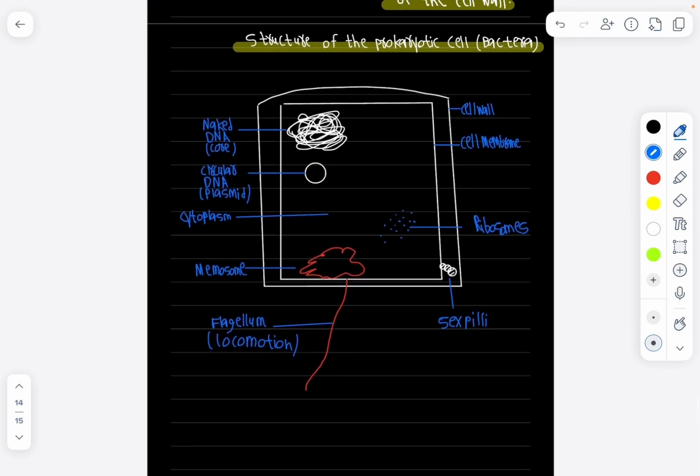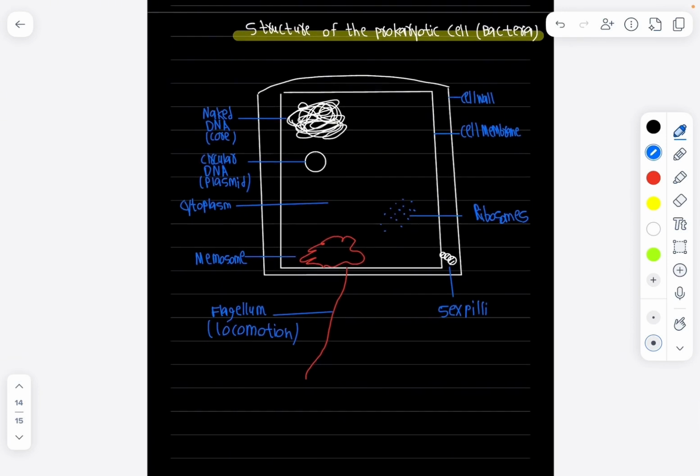We have completed everything, but there's one thing left: the size of the ribosomes. You guys must know what is the size of the ribosomes. So the size of a ribosome is 70S. Remember that.